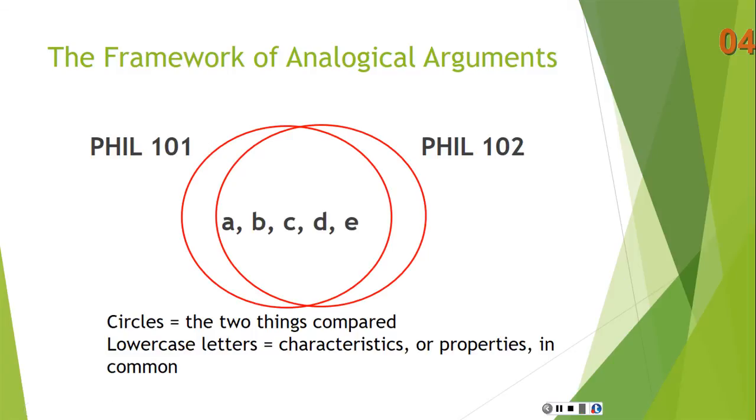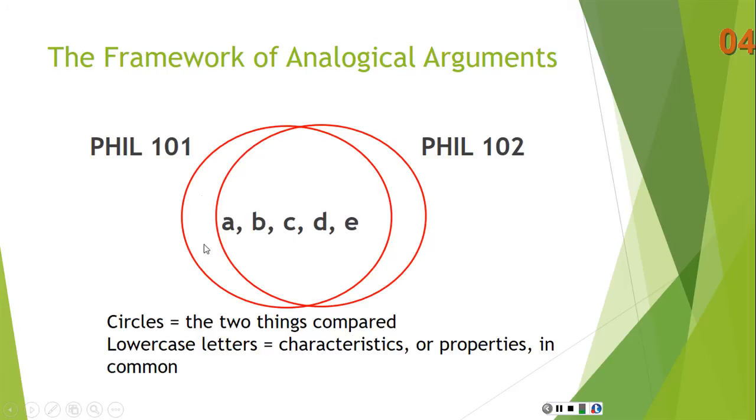Okay. Remember that example about Phil 101 and Phil 102? Here's a graphical way of looking at the argument. So you see you have two overlapping circles. These are called Venn diagrams. The circles are the two things being compared. This circle is Phil 101 and this circle is Phil 102. The lowercase letters on the inside are the characteristics or properties that are in common. So you notice that A, B, C, D, and E fall within this area of overlap between Phil 101 and Phil 102.